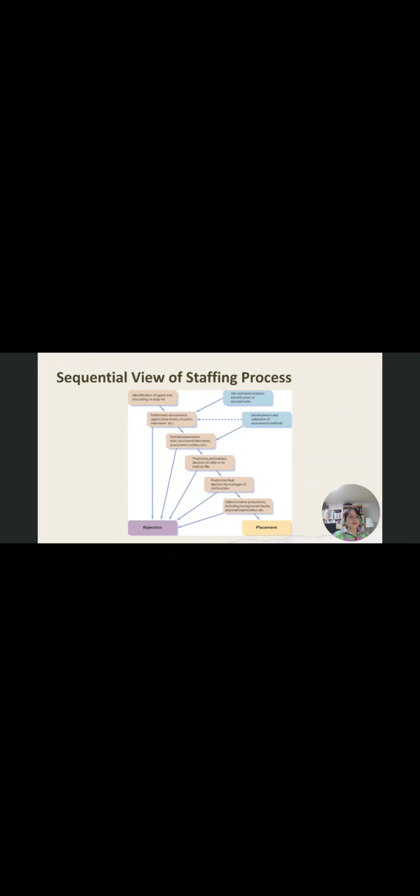Let's take a look at the sequential view of the staffing process. What happens once people apply for a job in an organization? The first stage is identification of applicants. You're recruiting people. The organization goes to universities to recruit, or has advertisements, or a website, so they can attract a new group of applicants.